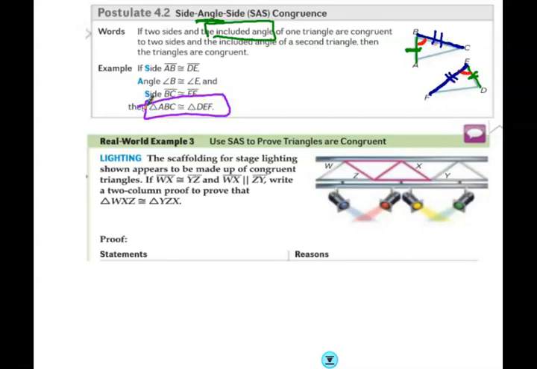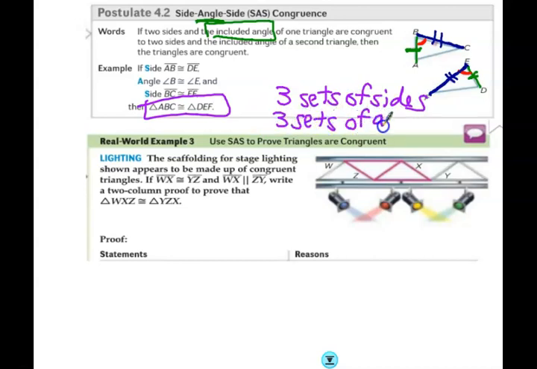So remember, we have 3 sets of sides, right? And 3 sets of angles. Well, that's a lot of information to prove. So this is known as a shortcut. SSS was a shortcut. That was proving that they're congruent using side, side, side. And here's the next shortcut, side, angle, side. Lesson 4 is going to be more of the same types of postulates that you can use to prove your reasoning.